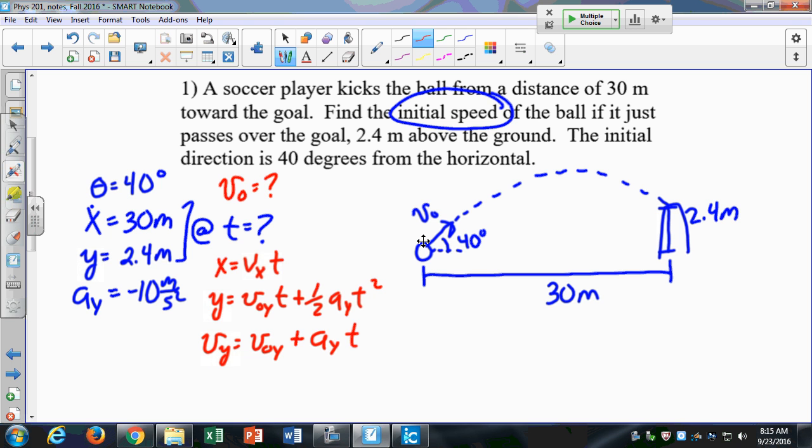Okay? Now I have my kinematics equations. I can go through them. Actually, I don't really want to know v naught y, I just want to know v naught. But since I know theta, if I find v naught y, then I can find v naught. You with me? All right. Now I'm going to underline the things that I don't know. I know x. I don't know vx, and I don't know t. I know y. I don't know v naught y, and I don't know t. I don't know vy. I don't know v naught y, and I don't know t.